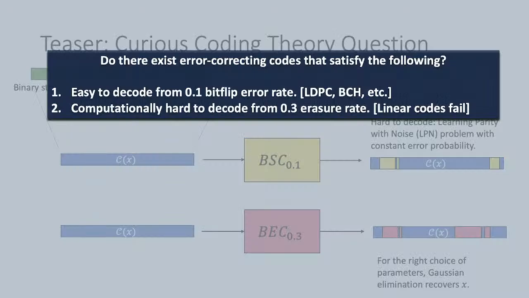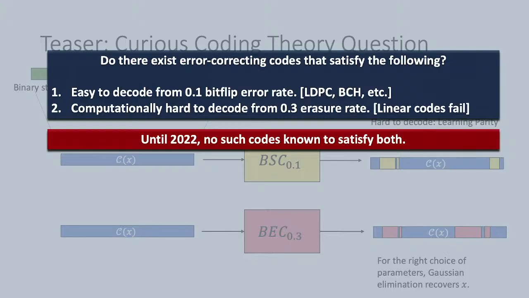However, we can ask a reverse question. Do there exist error-correcting codes that satisfy the following property? It's easy to decode from 0.1 bit flip error rate, but computationally hard to decode from 0.3 erasure rate. Just from this example of Gaussian elimination, we know that linear codes fail. These examples, where we already know it's easy to decode from 0.1 bit flip rate, don't satisfy the second property.